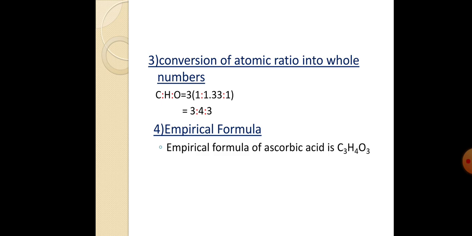First step is to calculate percentage composition. Next step is to calculate number of moles. Third step is to calculate atomic ratio. And the last one is to write the empirical formula according to the ratio. And if the atomic ratio is not a whole number, then first convert it into a whole number by multiplying with a suitable digit. After that, write the empirical formula according to the ratio. I hope you understand.